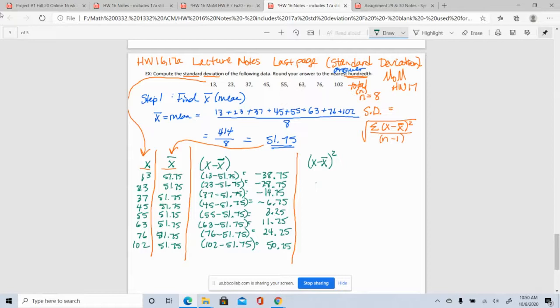Okay, so I'm going to take this number and square it. Now again, you could have done this in one step. You could have done X minus X bar squared and done it all together. But I think it's really easy to make a mistake that way. So notice what happens when I take that 38.75.